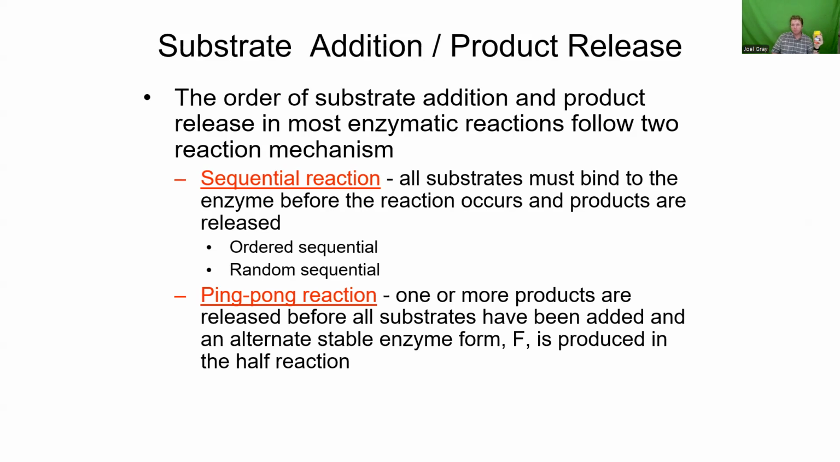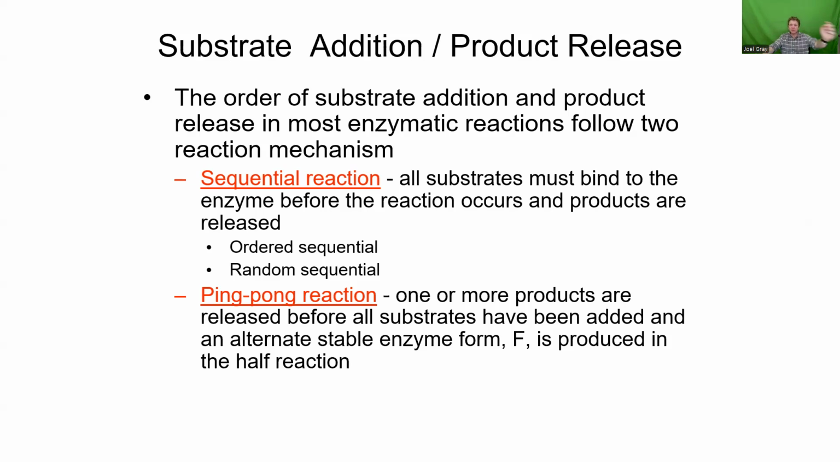And now we're going to compare that to a ping pong reaction. A ping pong reaction is substrate number 1 binds. Product number 1 is released. Substrate number 2 binds. Product number 2 is released. So there's that volleying. You send a substrate over, I'll send a product back. Now you send a substrate over, I send a product back. Important is that these are two different substrates.